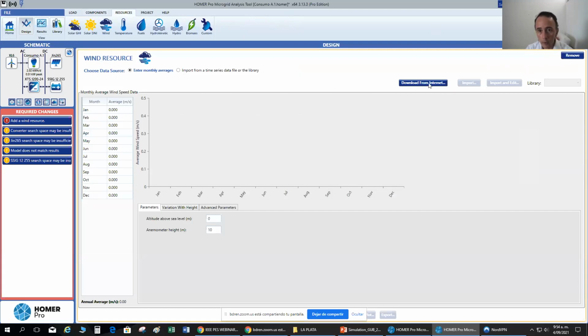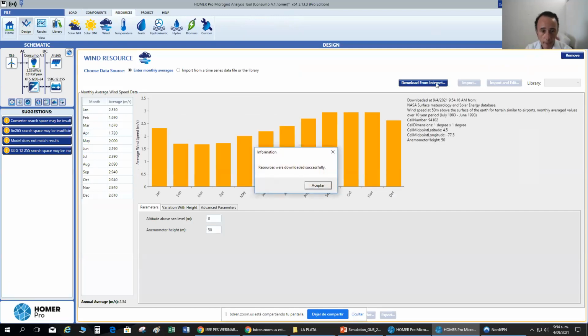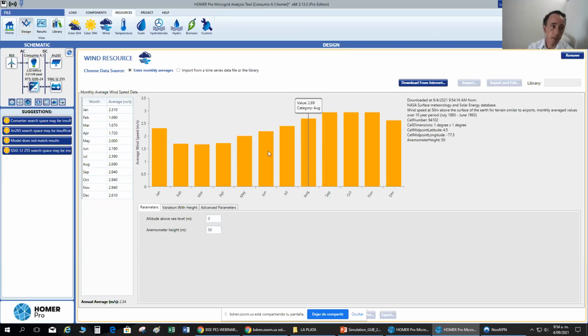So I need to go to the resources, since I don't have any resource. I want to download from the internet. Easy and fast. Resources were downloaded successfully. And these are the resources for the place. Remember that at the beginning I put the map and selected the place, so it downloaded from the internet, from NASA, the American National Aeronautical satellite system, etc. And it gives us this information.